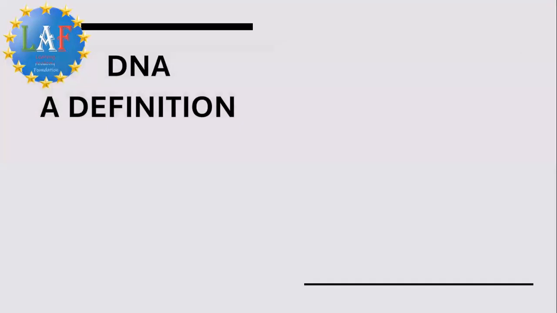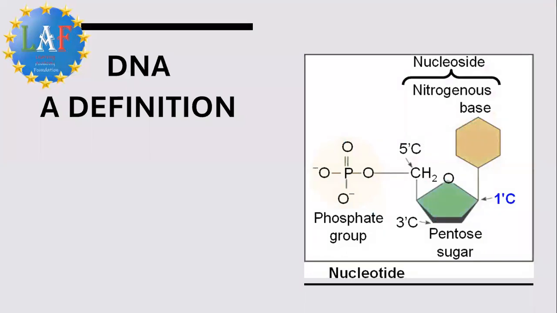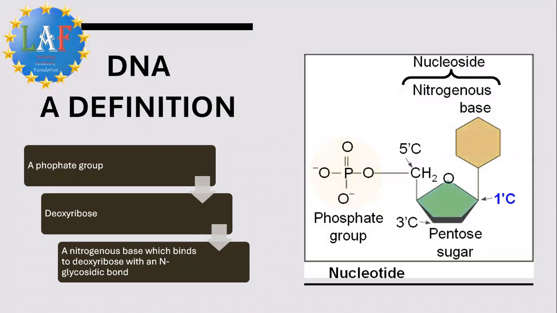From a chemical point of view, we can define DNA as an organic polymer made up of monomers called nucleotides, deoxyribonucleotides. These nucleotides consist of three elements: a phosphate group, deoxyribose, that is the pentose sugar, and a nitrogenous base which binds to deoxyribose with a nitrogenous glycosidic bond. But now let's see something more about the structure of DNA and its function.